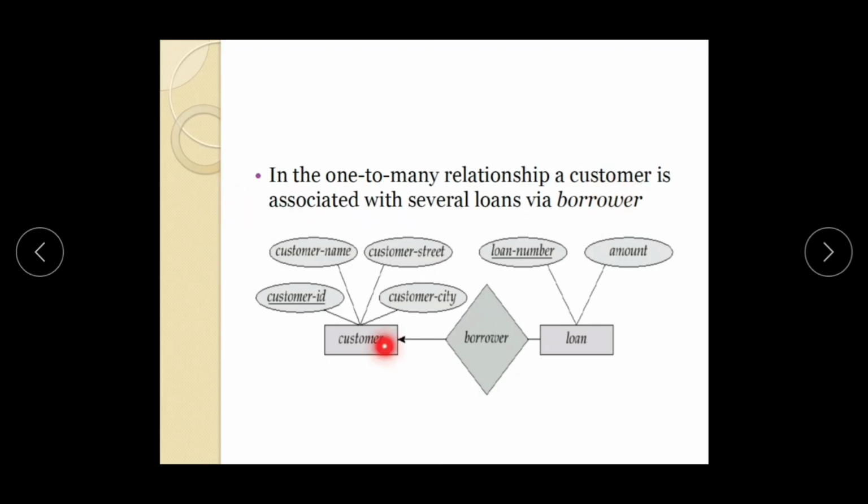In this figure it says that a single customer can borrow multiple loans. A customer is associated with several loans through the relationship borrower. Or we can also say that a single customer can borrow several loans. In the reverse fashion, we can say that a loan is borrowed by only a single customer. So this is the concept.